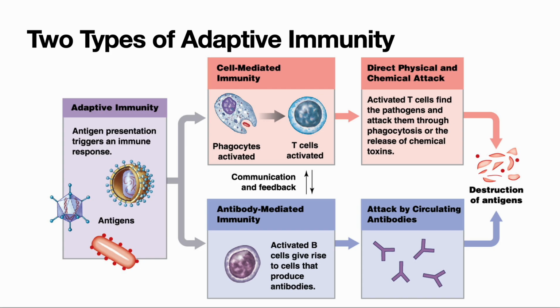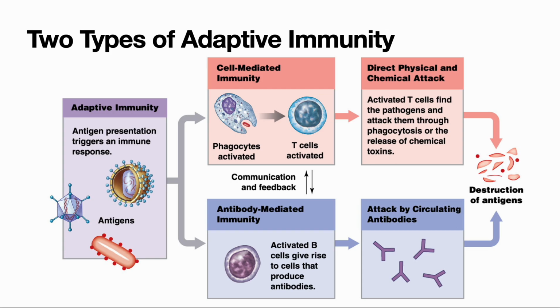Or we could have the antibody-mediated immunity pathway. In this case, the antigen presentation will ultimately lead to the activation of B cells. Those B cells will become plasma cells, and they will secrete antibodies, and those antibodies will destroy the target antigen. So regardless of pathway, the goal is to destroy the antigen. Regardless of pathway, they both depend on presentation of an antigen in order to initiate the pathway. And then we just need to learn the differences within the pathways.